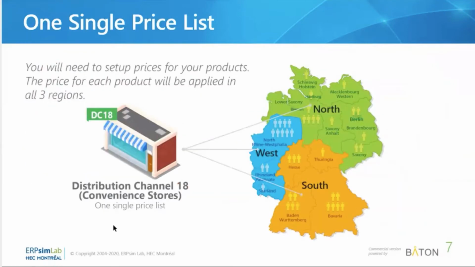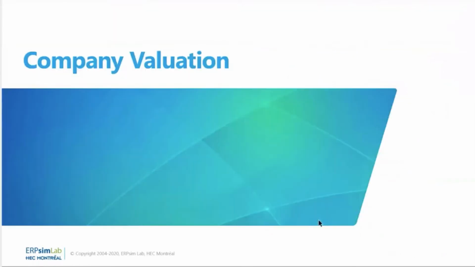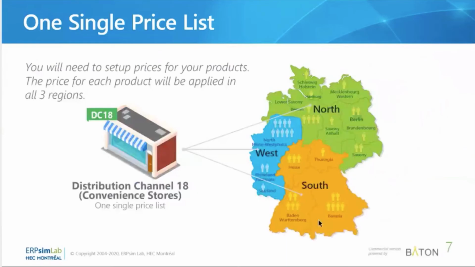And, one single price list. You cannot change your price for each region. You have only one price for the entire Germany across three regions. So West, South, North, all are going to have the same price point. However, in terms of marketing decisions, you can spend different money for each market.